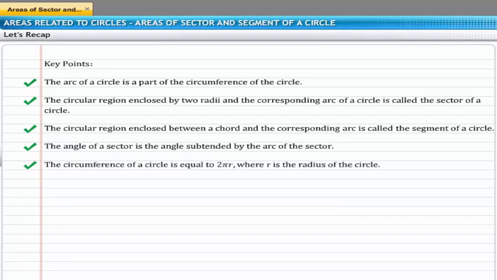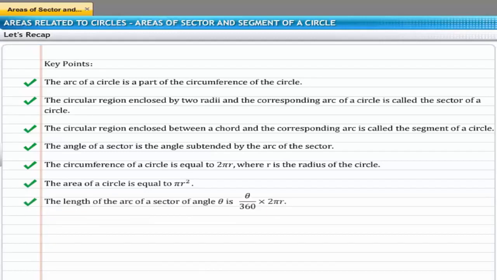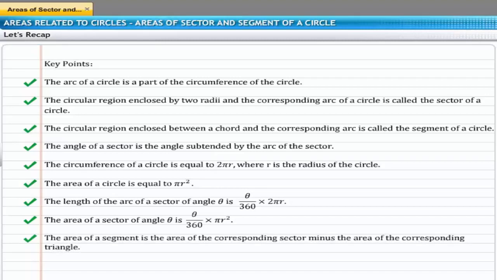The circumference of a circle is equal to 2 pi r, where r is the radius of the circle. The area of a circle is equal to pi r square. The length of the arc of a sector of angle theta is theta divided by 360 multiplied by 2 pi r. The area of a sector of angle theta is theta divided by 360 multiplied by pi r square. The area of a segment is the area of the corresponding sector minus the area of the corresponding triangle. Hope you enjoyed this learning experience.